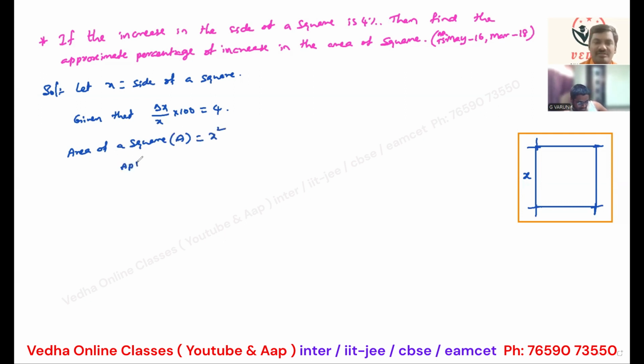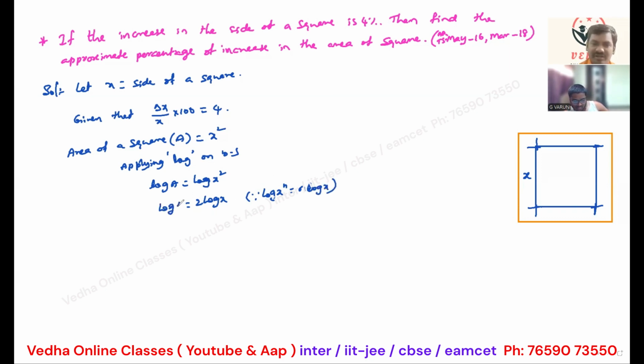Applying log on both sides, we get log A is equal to log x square. Log x power n means n log x. 2 is the power, so write it as a coefficient: 2 log x. Here we applied log x power n is equal to n into log x, the power becoming the coefficient.